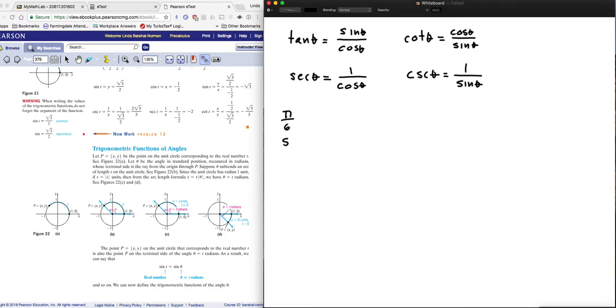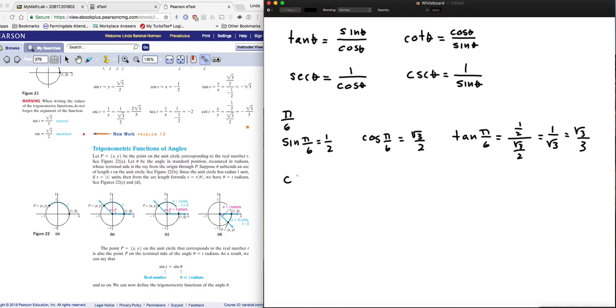Right, what do we already know? We already know what the sine of pi over 6 is, right? The sine of pi over 6 is 1/2. The cosine of pi over 6 is square root of 3 over 2. So what if I want the tangent of pi over 6? Well, that is sine over cosine. So that is 1/2 over rad 3 over 2, which is going to reduce to 1 over rad 3. When you rationalize it, rad 3 over 3.